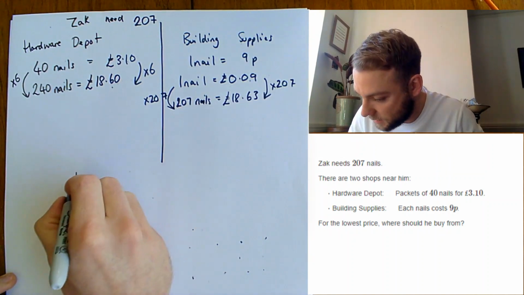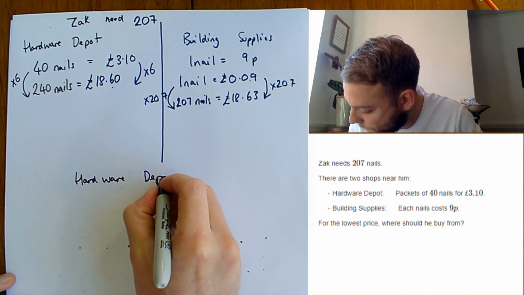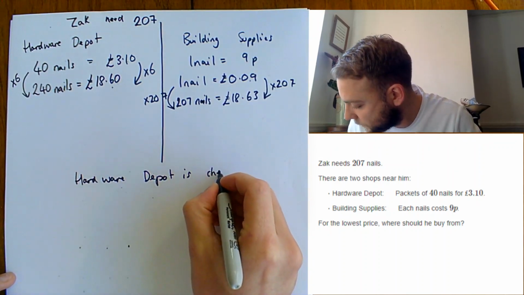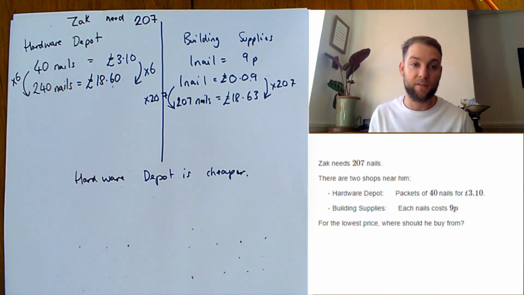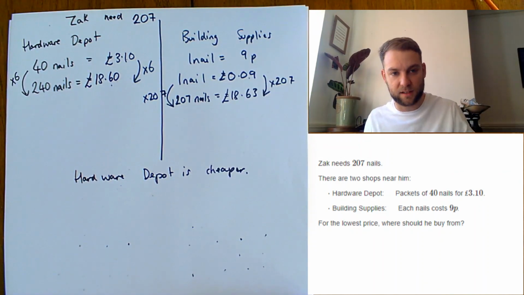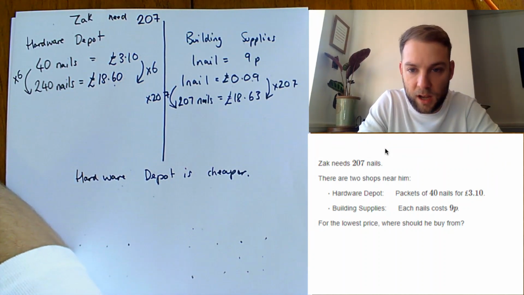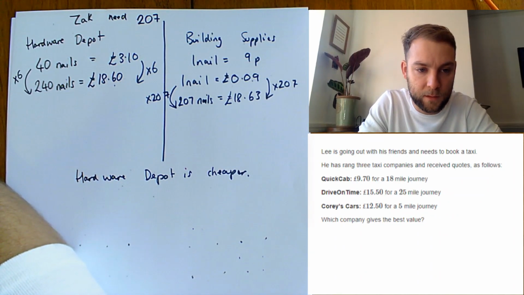So actually we need to say that Hardware Depot is cheaper. Remember, you should have that down in your notes. I'm going to keep saying it, but the only way to learn maths is to do it. Okay, let's have a look at one more question, and then I'll give you the opportunity to have a go at some.